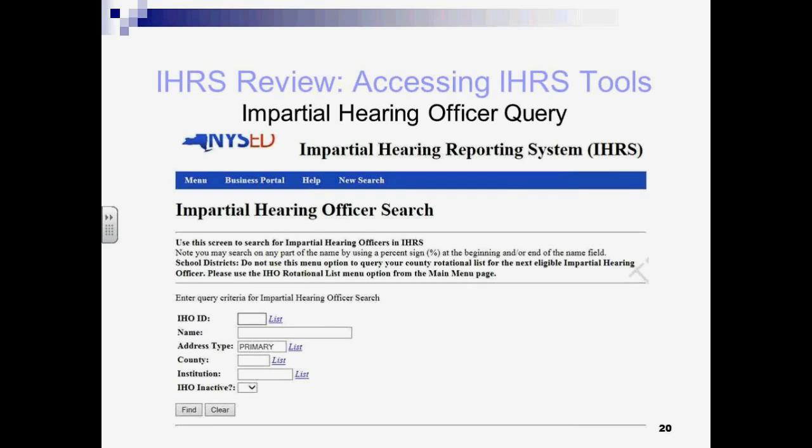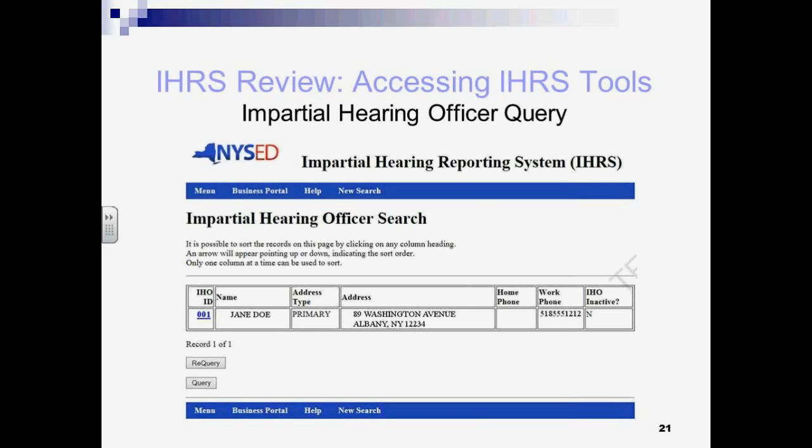The Y/N indicator next to the IHO inactive field will query whether you appear as inactive or active in IHRS. For example, if you're active and you indicate an N in this field, a result of no records returned will appear. If you're active and you indicate a Y in this field, your contact record will appear. Once you have entered your query criteria, click Find.